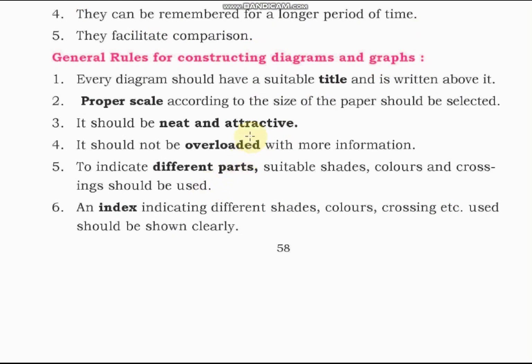And lastly, an index indicating different shades, colors, or crossings used should be clearly mentioned. If you are using any kind of crossings or shades instead of colors, you should have an index mentioned beside the diagram or the graph in order to identify which part of the entity has been given what kind of shade or color. So these are some general rules that you have to follow while constructing a diagram or a graph.